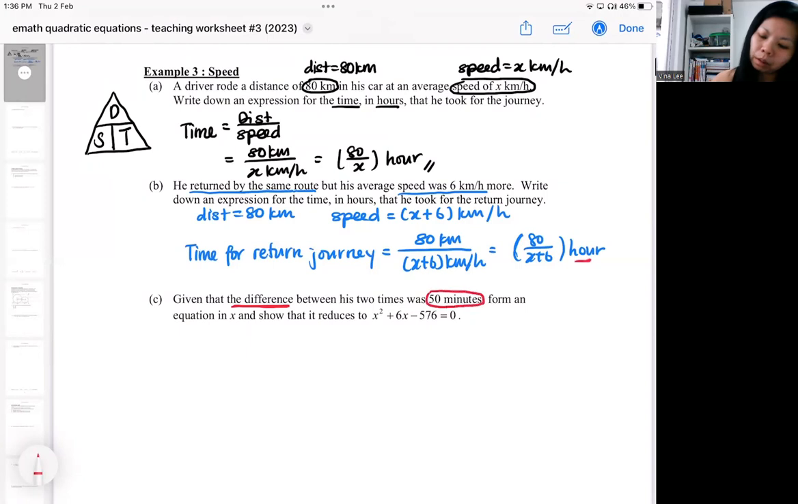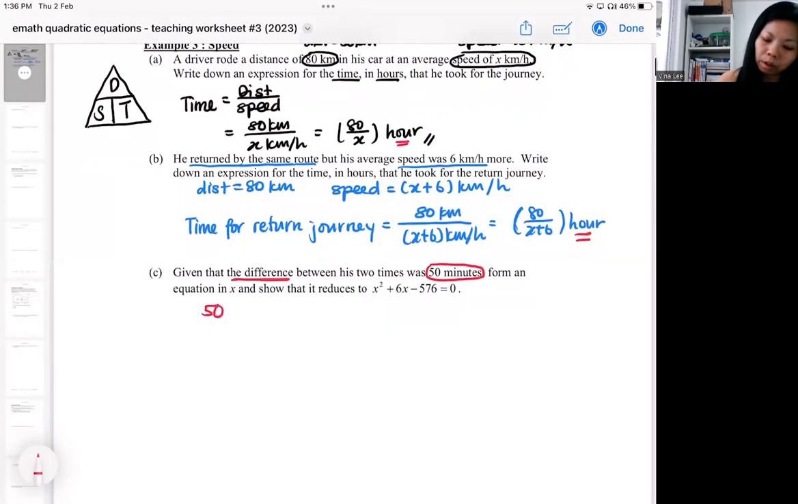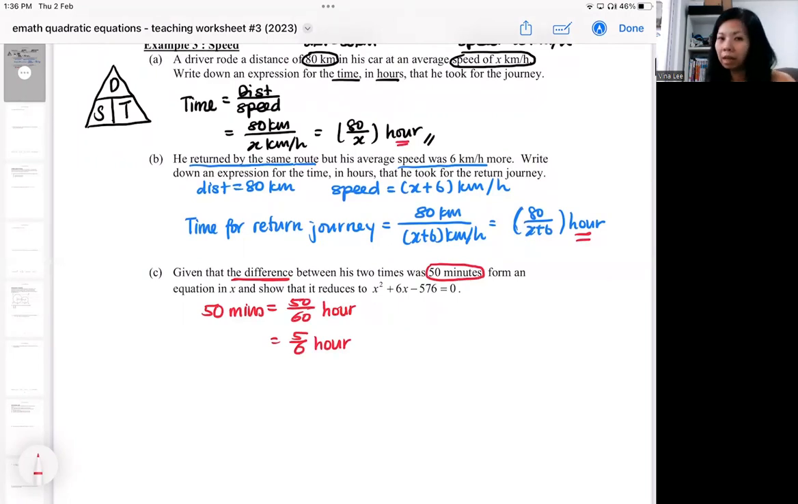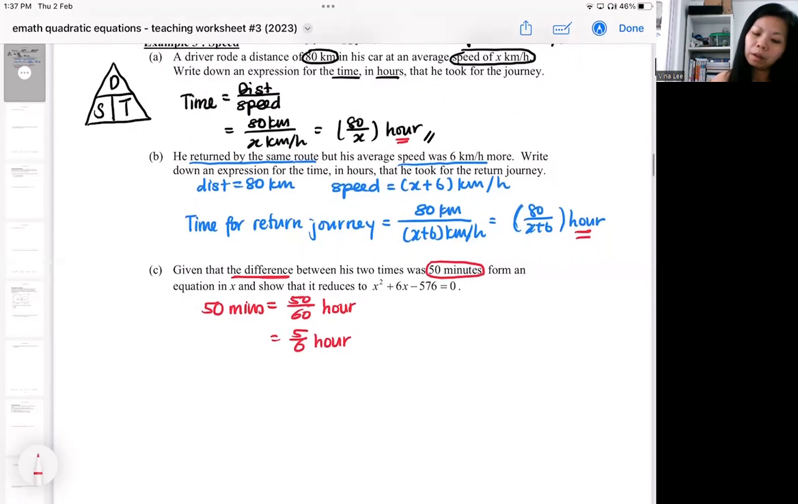So do take note that your timing has been in terms of hours. So you do need to convert the 50 minutes to 50 over 60 hours, which is 5 over 6 hours. So your job is to take the difference, and the difference will be 5 over 6 hours. So when you're supposed to take the difference, it should always be big minus small. So these are the two timings. So which are the longer timing?